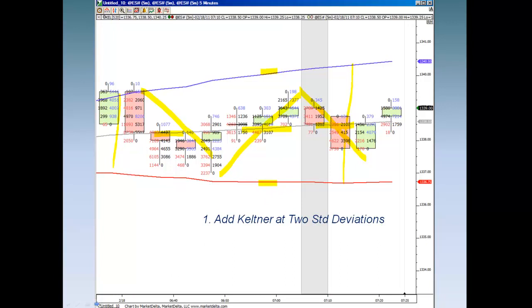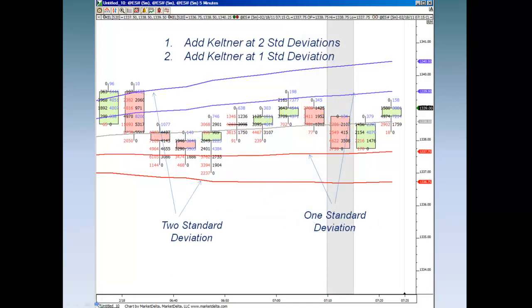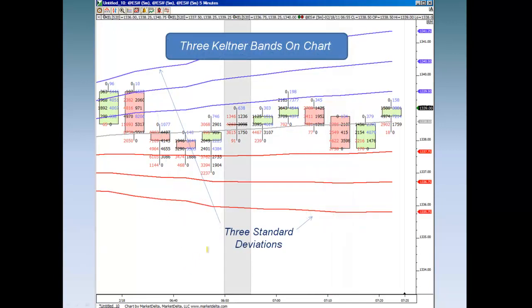Now we're not going to settle for just one Keltner. We're going to have more than one. The other Keltner I want you to put on the chart is a 1 standard deviation Keltner. So right here and right here we have the 1 standard deviation, and of course the midline is going to be the same for all the Keltners that we will add. We're also going to add the 3 standard deviation Keltner, so I will have a 3rd line up here and a 3rd line down here.